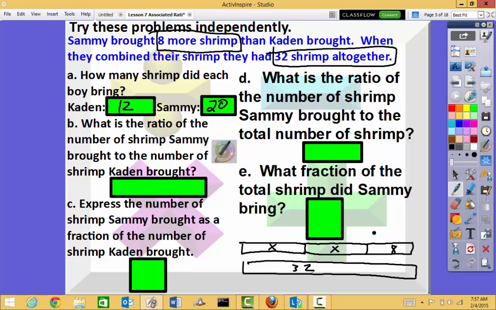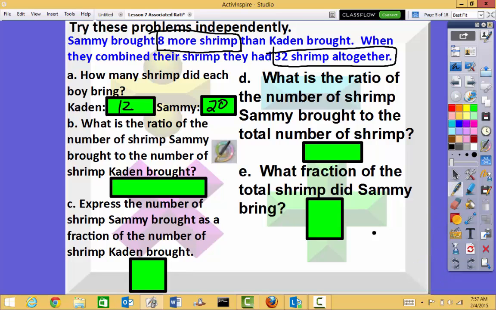And you can just guess and check now: what numbers can I put in for x that when I add 8 I get 32? You can just start checking. If I put 10 in, that would be 10, 20, 28. 28 doesn't equal 32, so I'm going to pick another number. Try 12. 12 plus 12, that's 24. 24 plus 8, that's 32. So here I know what x is as well. Either way is okay.